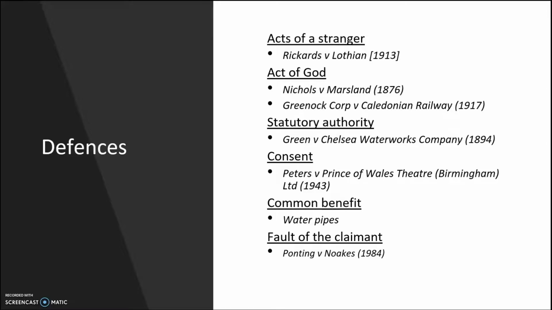Finally, fault of the claimant, Ponting v Noakes. In this case, a horse leant over a fence and ate some material off a yew tree, which was poisonous, and the horse unfortunately died. And the court, one of the defences was essentially, well, it's the horse's fault because it wrongfully intruded on the land, and therefore de facto it was the fault of the claimant because it was the horse's fault, which is a bit unusual. But there you go. So it's a bit of an unusual case that, and it's a bit niche, I would say.